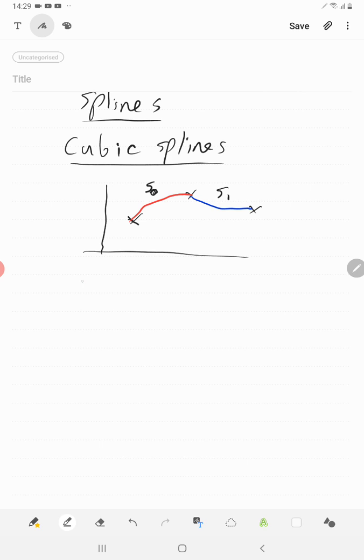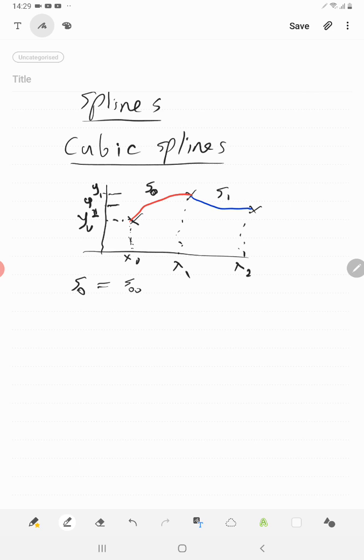Okay, so S0 is S0, 0. Let's assume this is X0 and here Y0. Here is X1, and here we have X2, and here we have Y1, Y2.